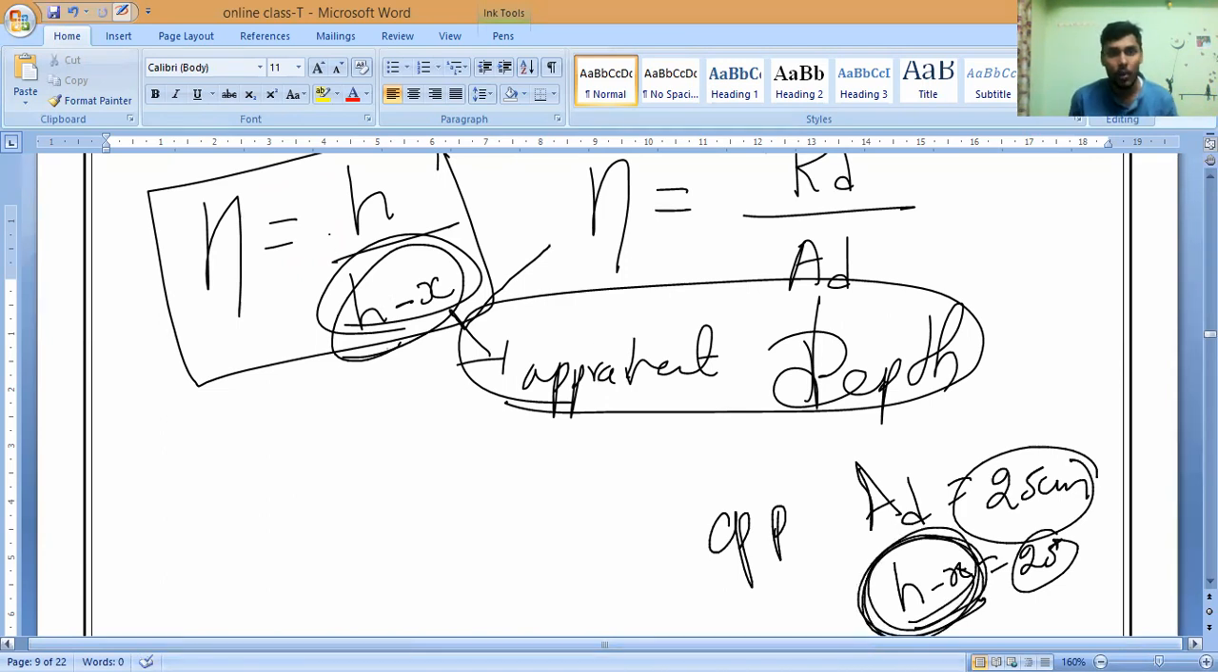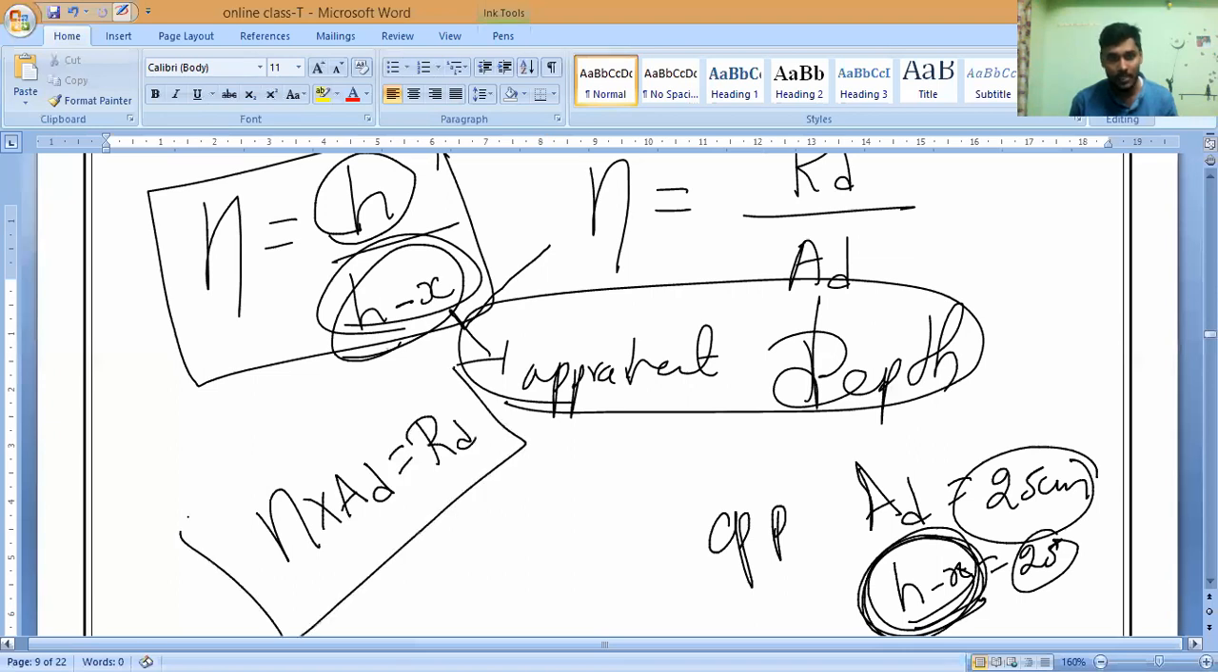So don't confuse it with h minus x. They will ask you to find the real depth. So directly you multiply with the refractive index. Refractive index into apparent depth is equal to real depth. Is it okay, guys? Clear?